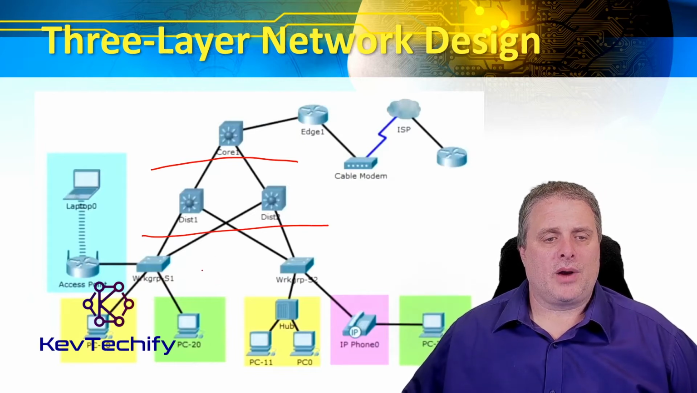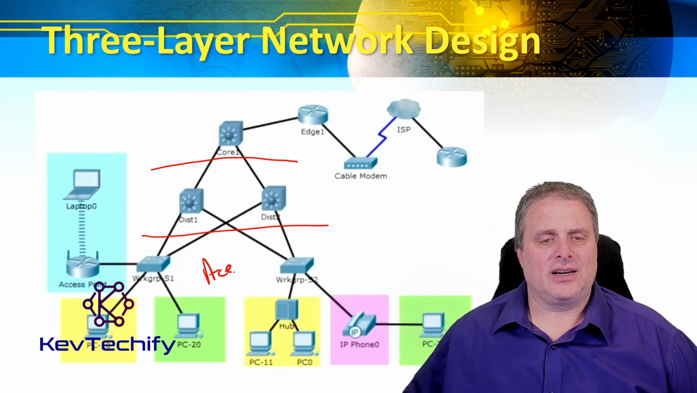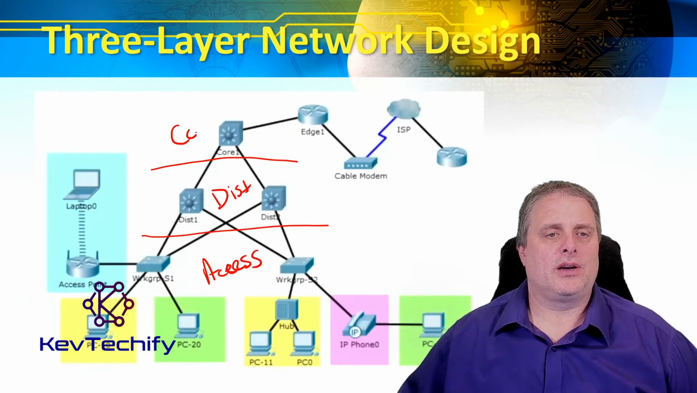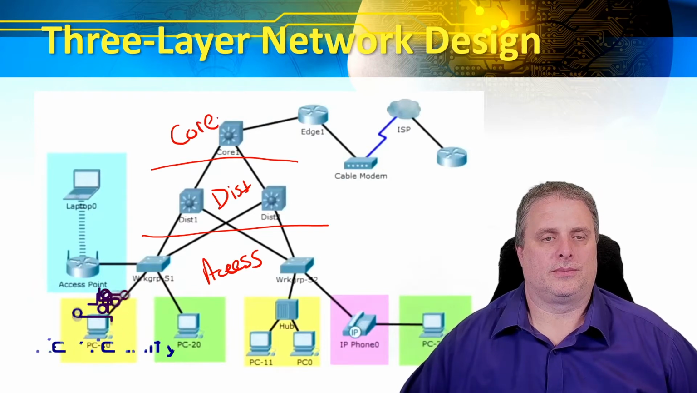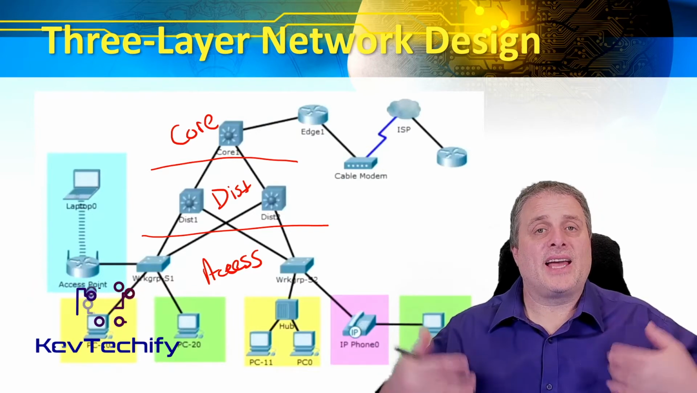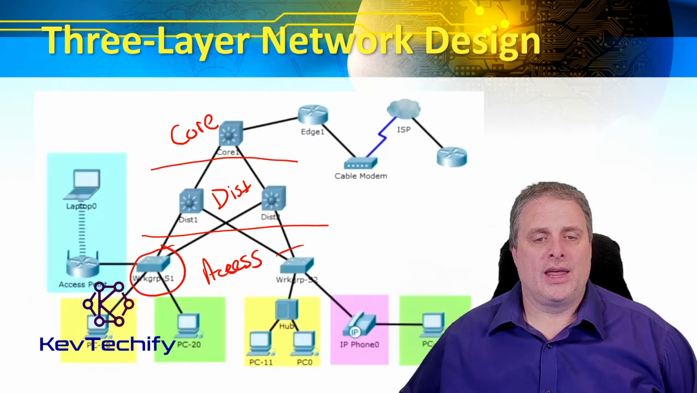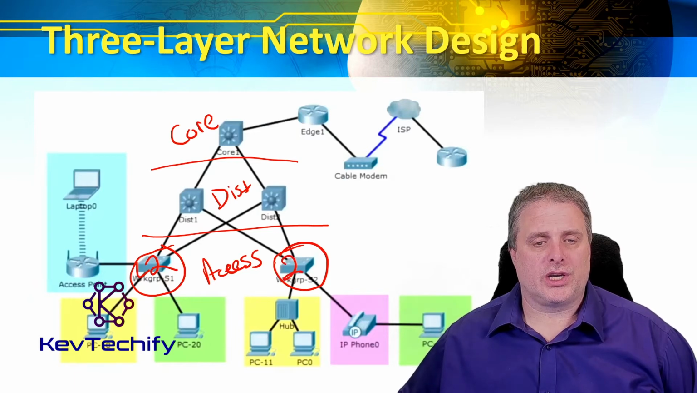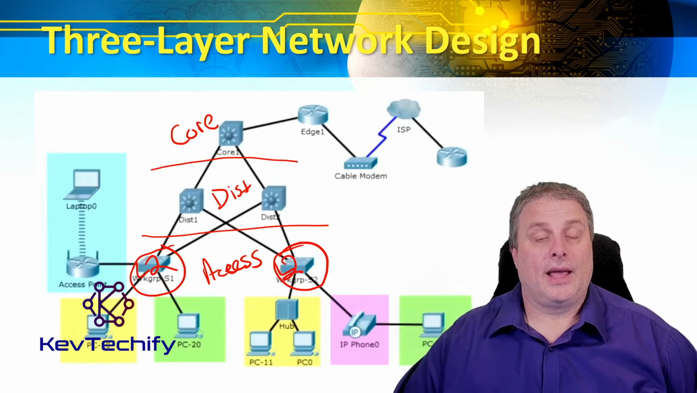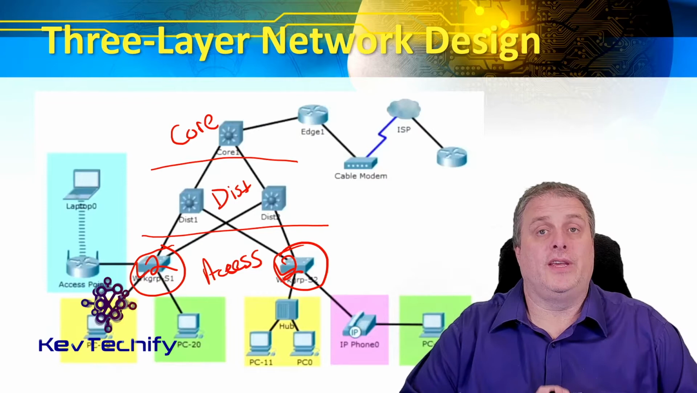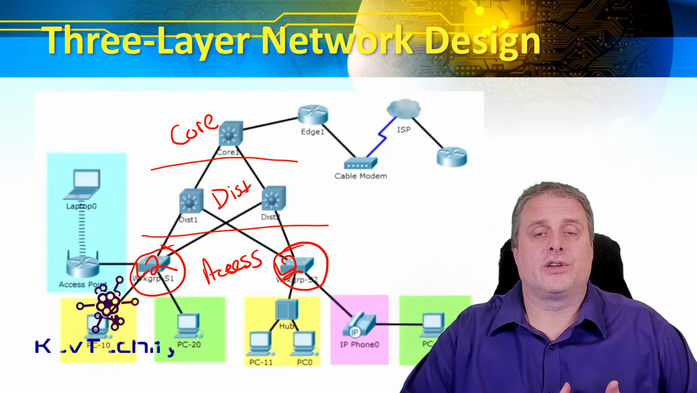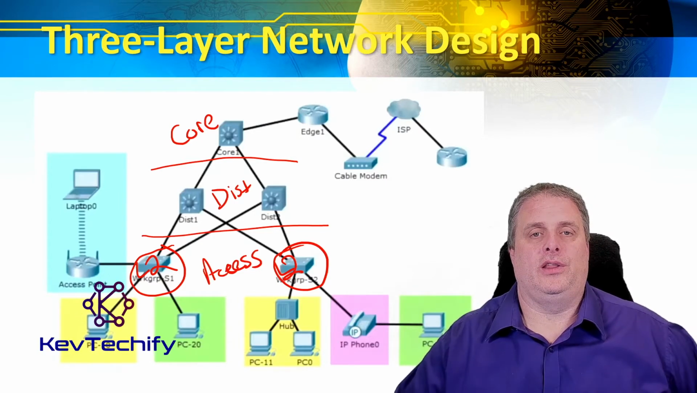The bottom layer right here, this is the access layer. The center layer is our distribution layer. And then the top layer here is our core layer. At the access layer, we have two workgroup switches. These are layer 2 switches, so layer 2 switches here. And these are capable of supporting VLANs, quality of service, and power over Ethernet.